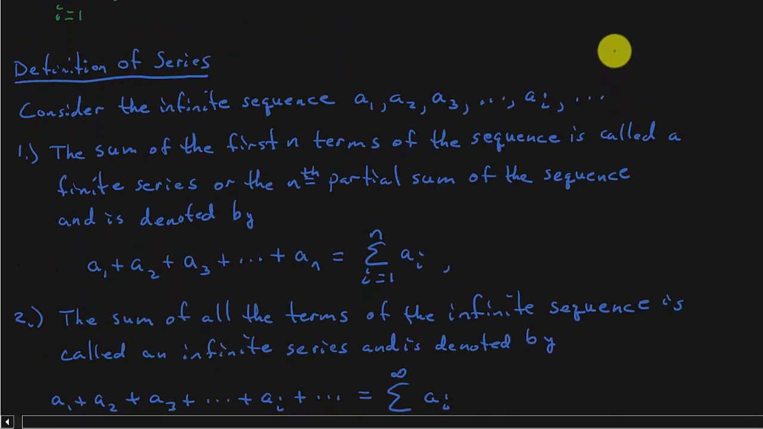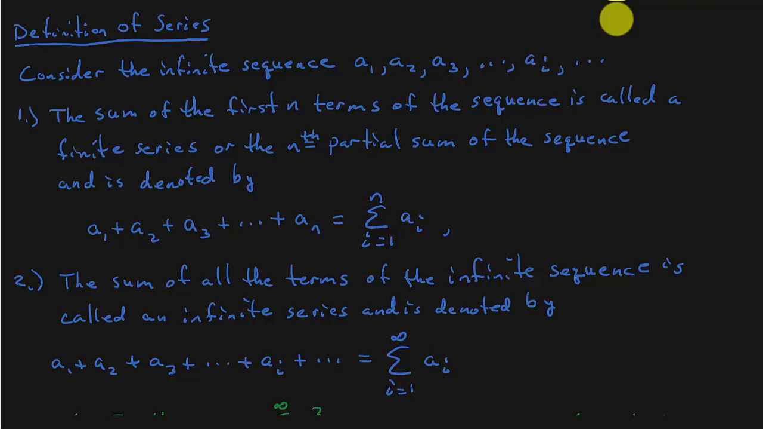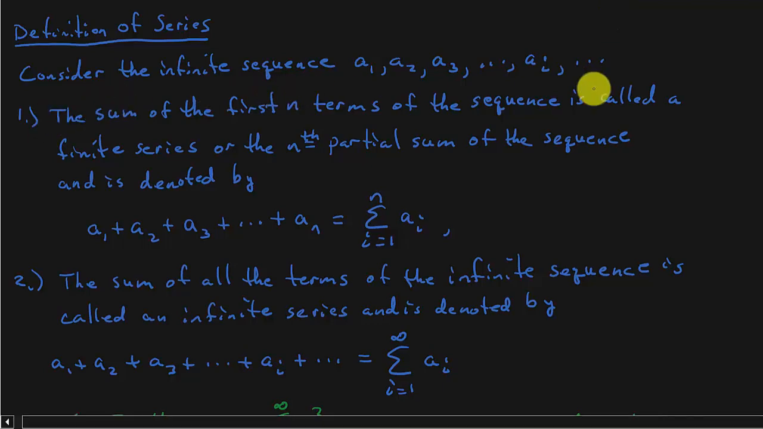All right, so let's look at the definition of a series. It says, consider the infinite sequence a1, a2, a3, all the way to a sub i, and then it just keeps going to infinity. Okay, you've got an infinite number of terms. The sum of the first n terms of the sequence is called a finite series, or the nth partial sum of the sequence, and is denoted by a1 plus a2 plus a3 all the way to a sub n, which is the sum i equals 1 to n of a sub i. That's a finite series. All right.